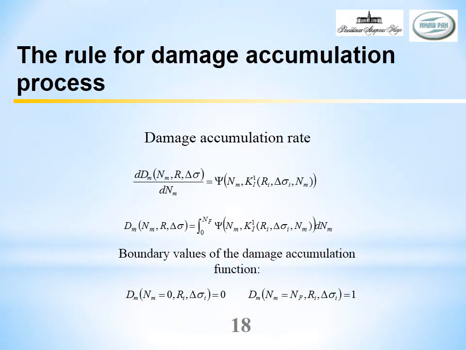Fatigue damage accumulation rate is presented as a function of number of cycles and stress intensity factor, which is function of stress ratio, stress range, and number of cycles. So, damage accumulation function can be given by the second equation. Boundary values of damage accumulation function can be written as follows. Damage function is equal to 0 in the case without fatigue loading, and this parameter is equal to unit in the case of failure under fatigue loading.